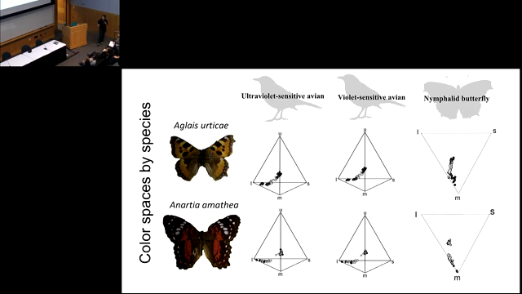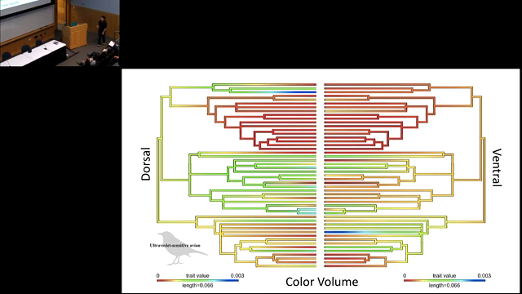So then I was able to take these data and the colorfulness variables I extracted from them and plot them onto a phylogenetic tree, thanks to that nice tree by Nicholas Wahlberg's lab. So here's an example of what one of those looked like. This is color volume as viewed by an ultraviolet sensitive avian predator. On the left, this tree is the dorsal side, and on the right, it's the ventral side. And then the color scale goes from low to high color volume.